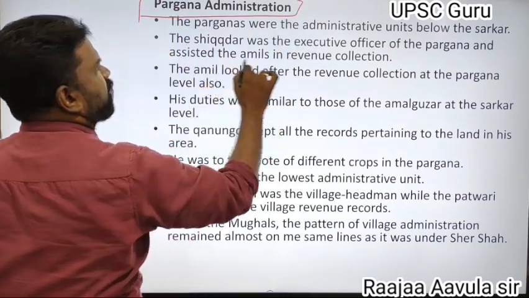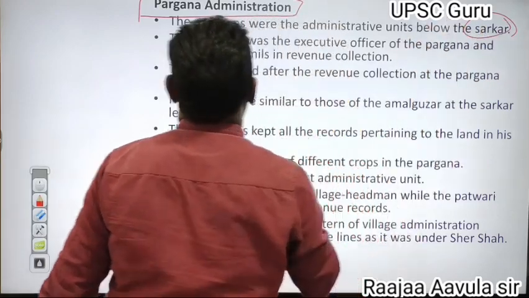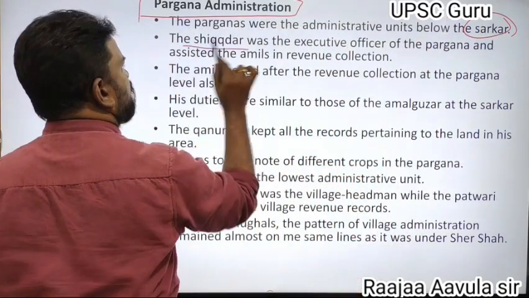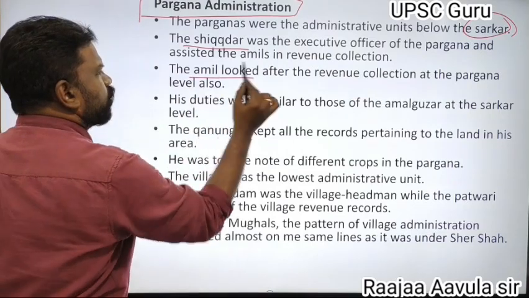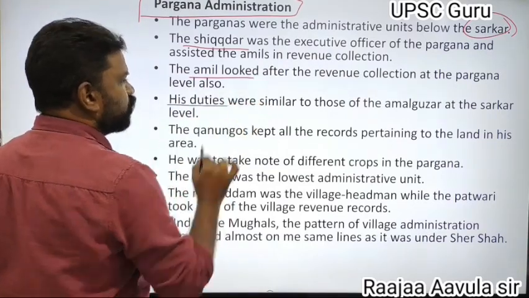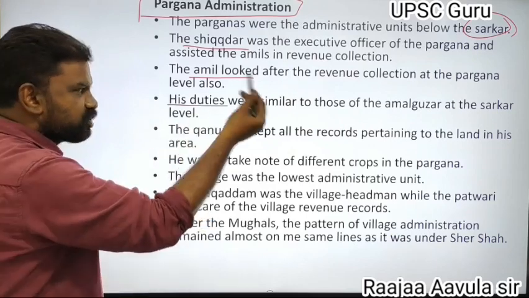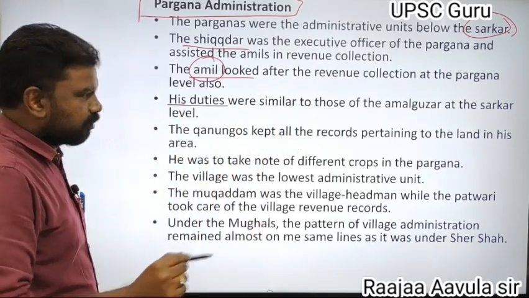Paragana administration. The Paraganas were administered below the Sarkars. The Sikdar was the executive officer at the Paragana level. The Amil looked after the revenue collection at the Paragana level. His duties were similar to the Amal Gujar. Both are the same.